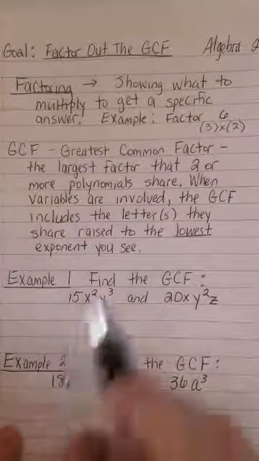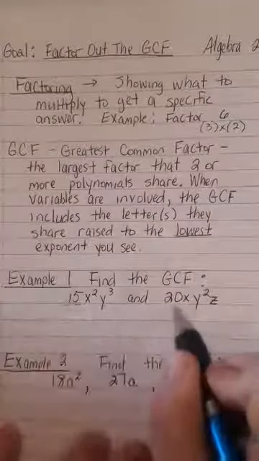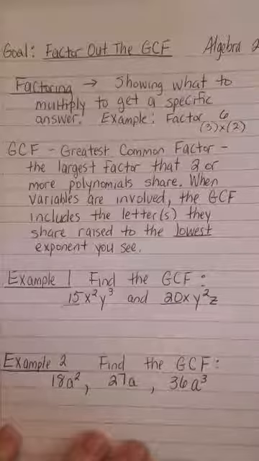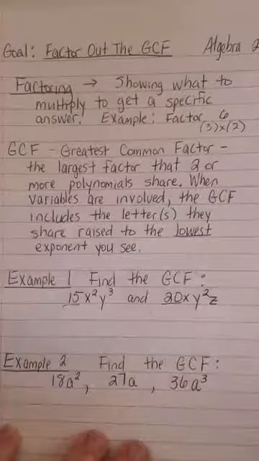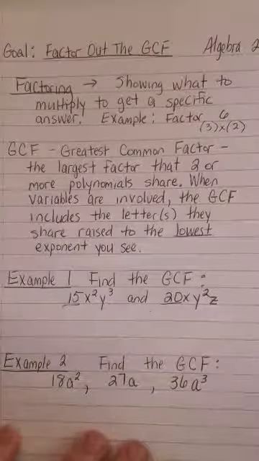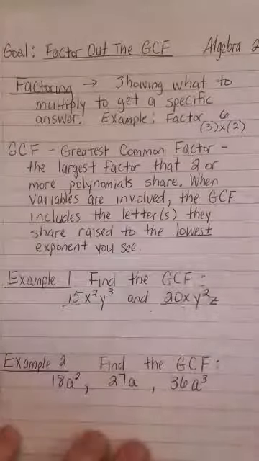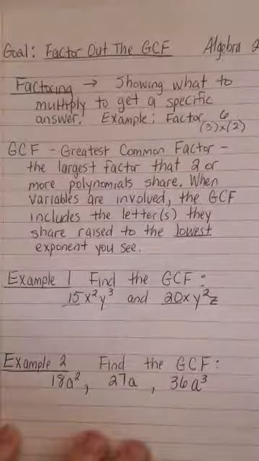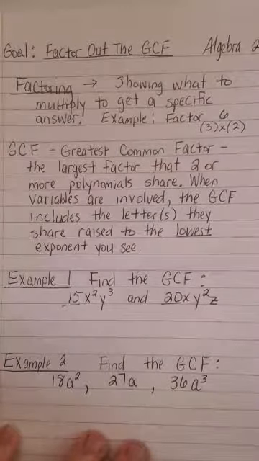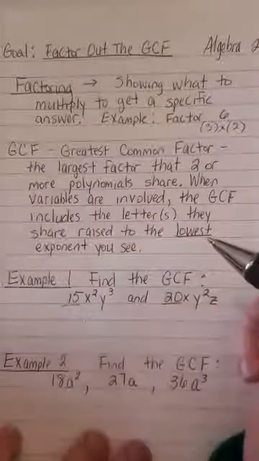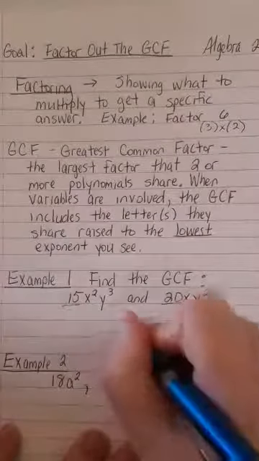You first of all look at the two numbers, the two coefficients in front, and you find the largest number that will divide evenly into both 15 and 20. In other words, the largest factor of 15 and 20, the largest factor that they share. And so the largest number that will divide into 15 and 20 is 5. 5 goes into 15, 5 goes into 20. So you write your 5 down.